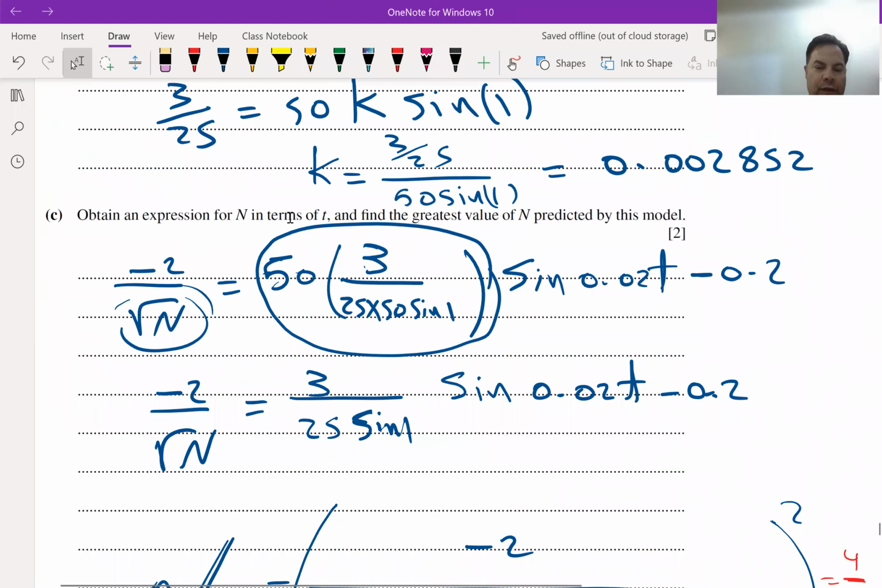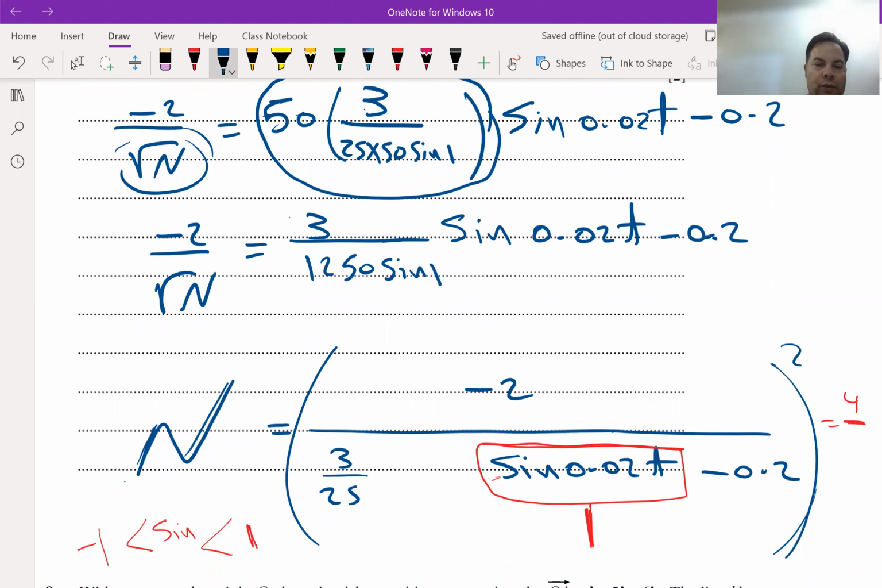When we simplify this part, I tried to keep it exact, it will be 3 over 1250 sine 1 multiplied by sine 0.02. So when we simplify, it will be 3 over 1250 sine 1.